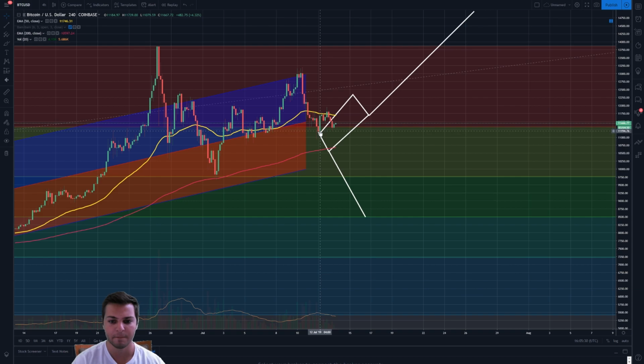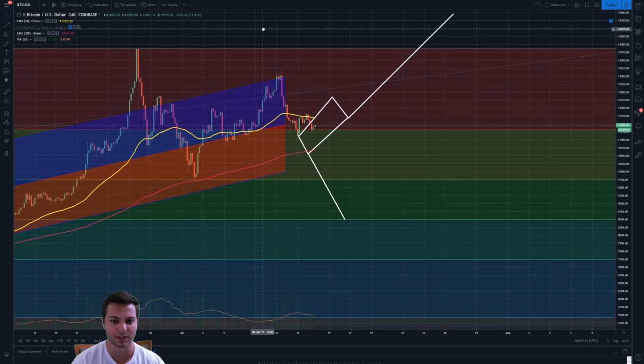And so from here, I pretty much have three theories on where I believe Bitcoin can go, and I'm pretty sure that one of these is going to play out, and that's going to be two to the upside and one to the downside.